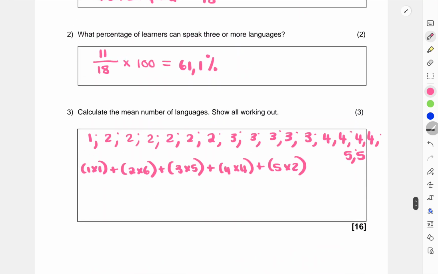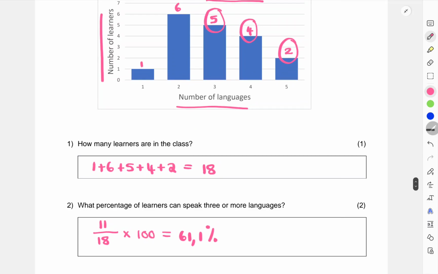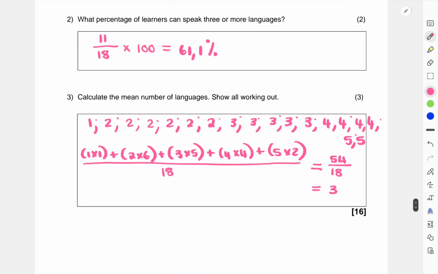Okay, so ma'am, it's mean of you to ask me to add all of them together and to divide with how many there were. There were 18 students in total. So let's quickly have a look what that gives us. That gives you 54 divided by 18, which gives you 3. So the mean, the average, is people who speak 3 languages. Okay, I hope it makes sense.